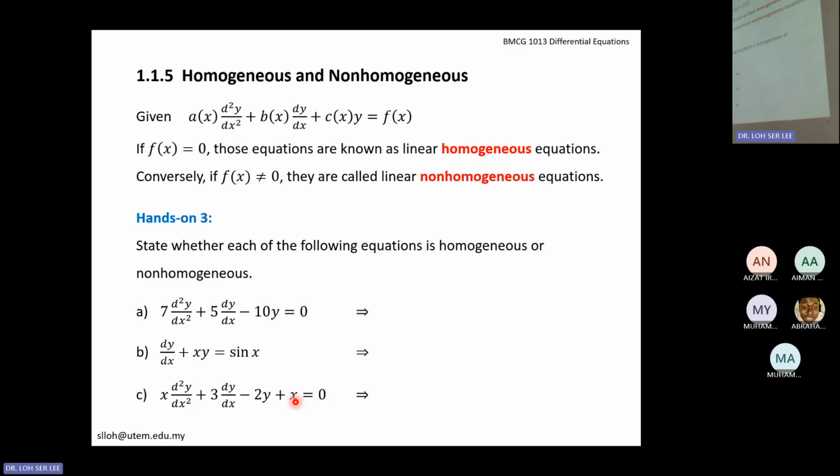If in all of the terms you see the dependent variable, this one has y here, this one has y here, this one has y here, all of the terms with y, the dependent variable, yes, homo. This one has no dependent variable, non-homo. Because the term that is not multiplied to the dependent variable, we put at the right hand side. When you put it at the right hand side, it is non-zero. It will be non-homo.